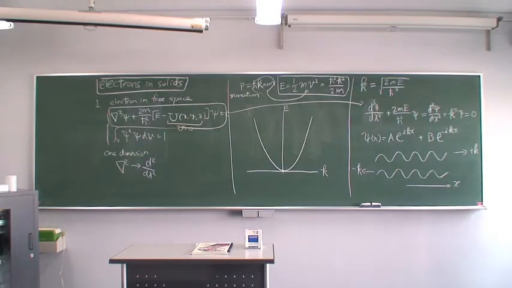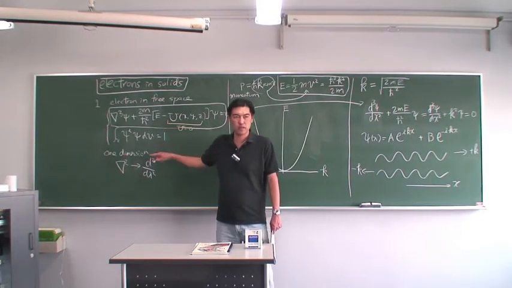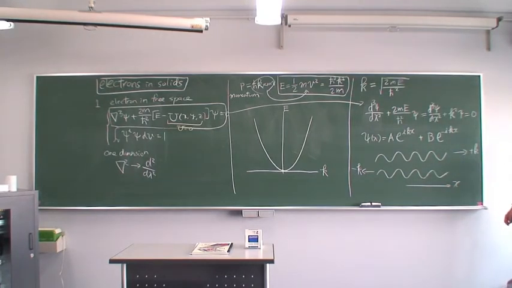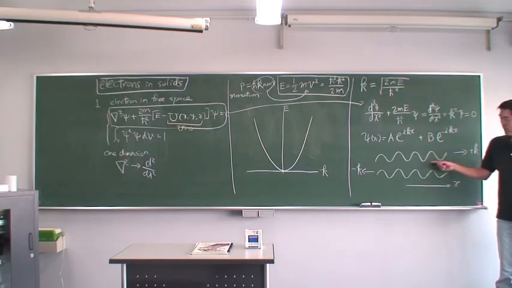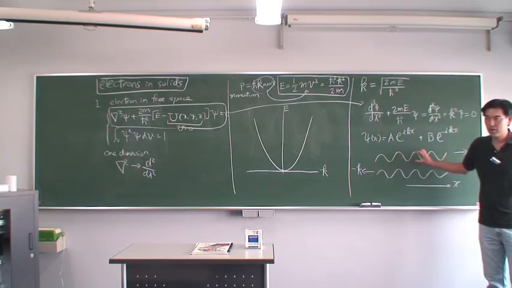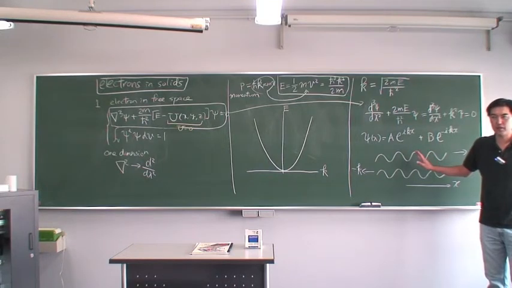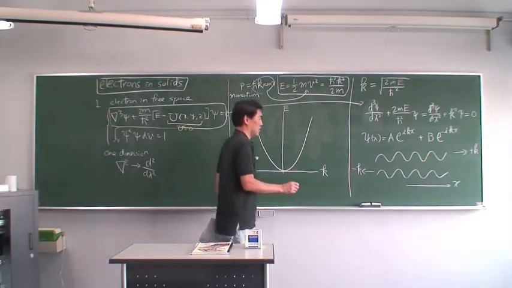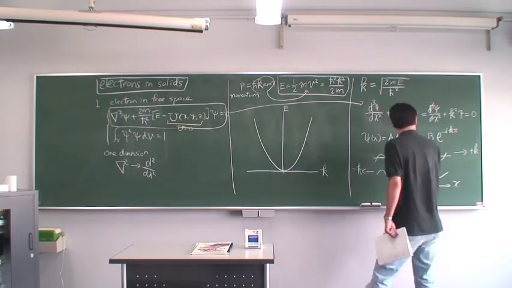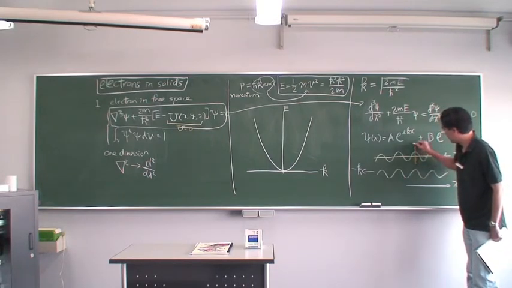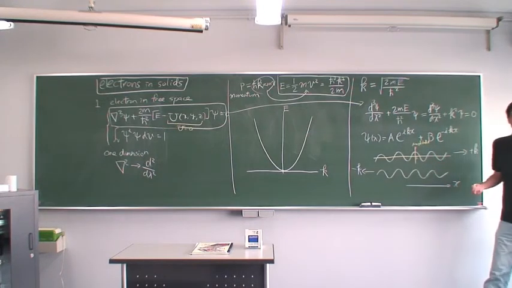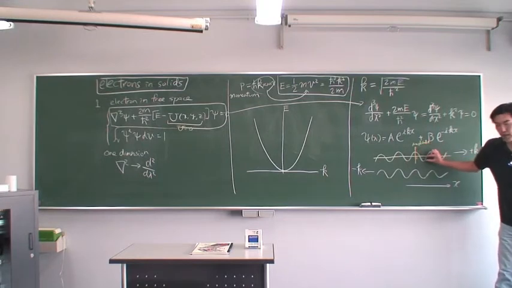Okay. Now, what did I mean by this? After all, we are trying to describe the behavior of electrons. The electron wave gives the propagating direction, but at the same time, the amplitude gives the probability of finding the electron at each point, right? So let's say here is the amplitude. This is zero. It's a symmetric function, so it has a positive amplitude and a negative amplitude.